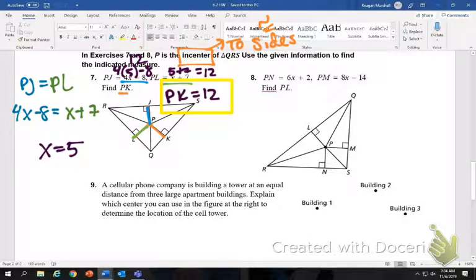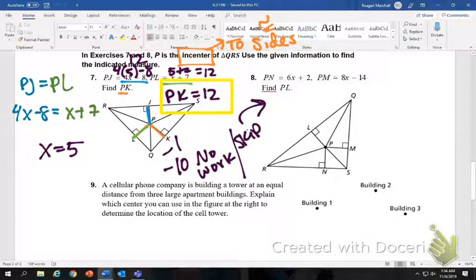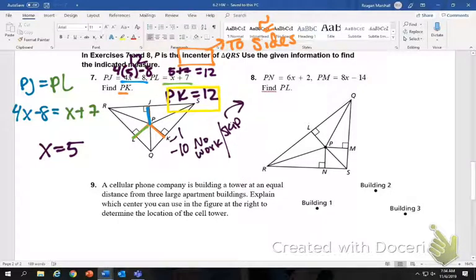This one does require work. If it does not have work, it counts as skipping. So if they skipped it, it's minus 10 for no work or for just skipping in general. It's minus 1 if they tried it but they got it wrong. And number 8 will be graded the same. So both of these graded like that.